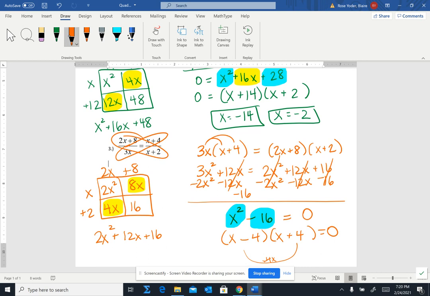So when I solve using my zero product property, x can be +4 or x can be -4. Both solutions work, but again, in a geometric context, be careful when you're plugging stuff back in because we have to have positive side lengths.